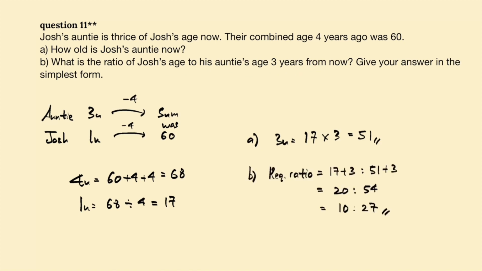What is the ratio of Josh's age to the auntie's age 3 years from now? Okay, so we're going to add 3 to each number here. So current age 17 plus 3, that's 20. Current age 51 plus 3, that's 54. Simplify, we get 10 is to 27.